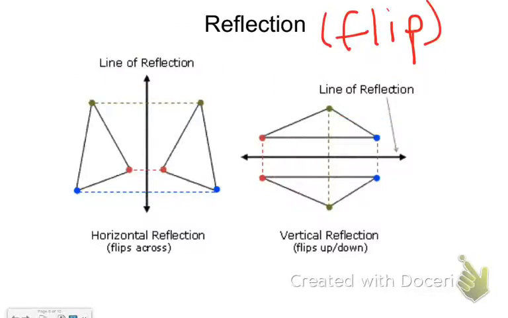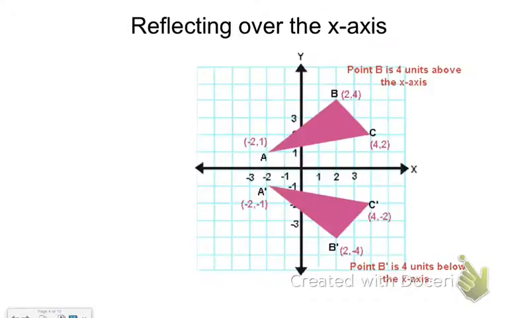So a horizontal reflection is when we flip an image over our y-axis. A vertical reflection would flip up and down, and we would perform this on our x-axis. So let's take a look at some examples. In triangle ABC, we are performing a vertical shift across the x-axis to get to triangle A prime, B prime, C prime. Notice that each point is an equal distance from our line of reflection, which is our x-axis.